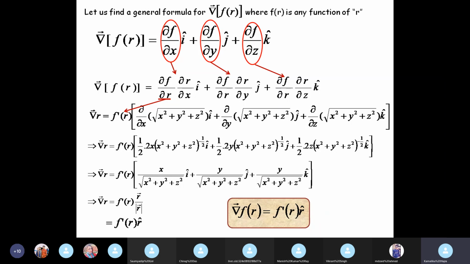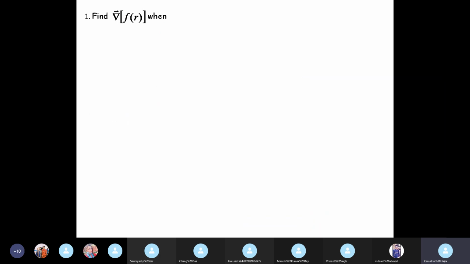Yes. Come on, this is very easy. Someone unmute and tell me. First one will be minus 1 by r cube. And the vector? You're taking gradient, there has to be a vector. Formula is f prime r r cap.